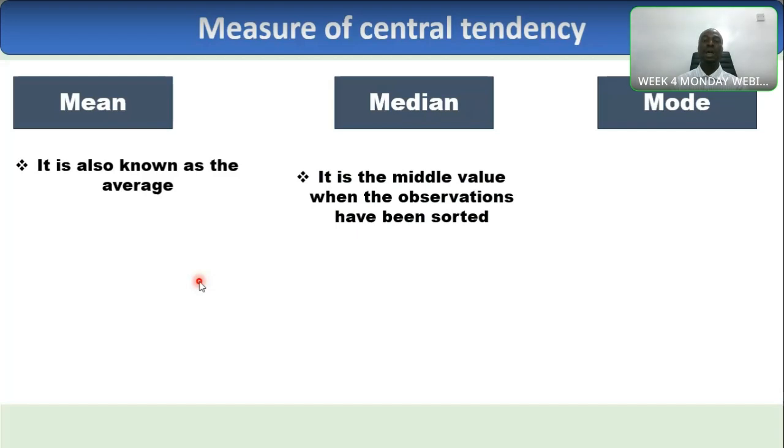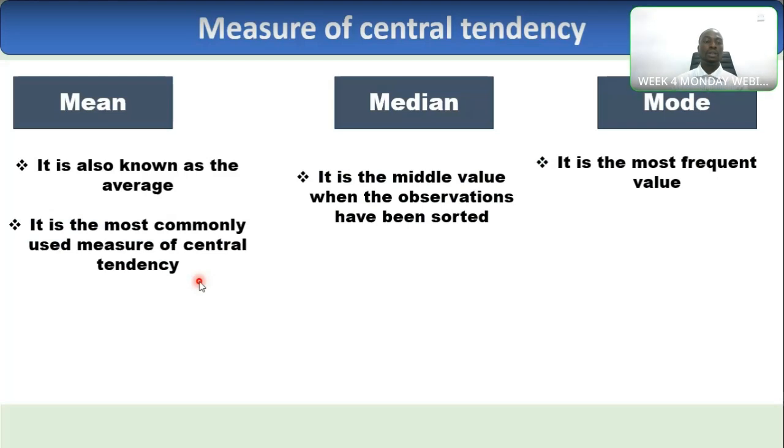However, in some instances, we can have 2 points at the middle, usually if the number of observations is even. So in such a situation, we add those two values together and we divide them by 2. And whatsoever we get is going to be the value for our median. Mode is the most frequent value of a particular data.